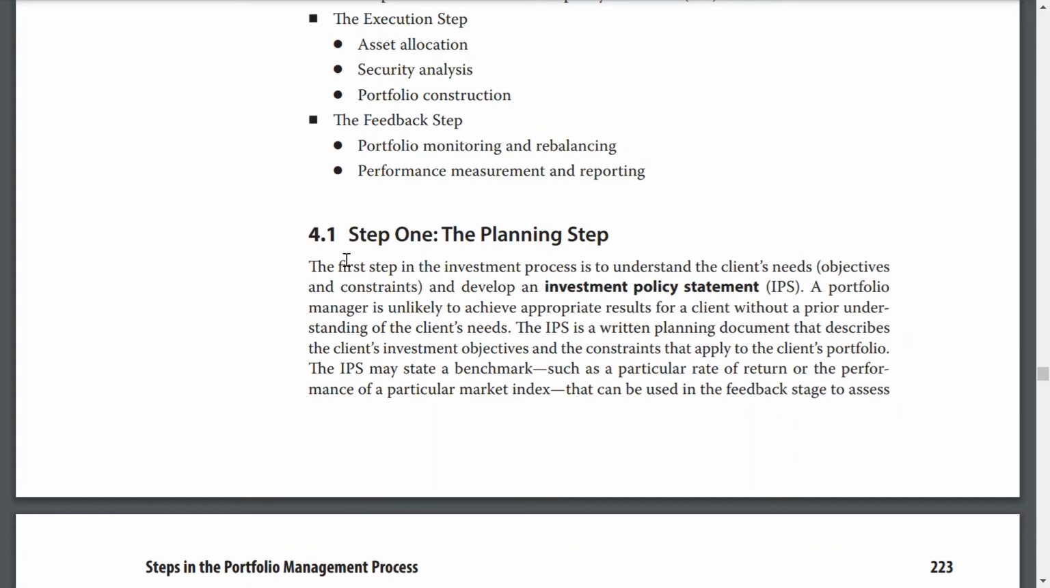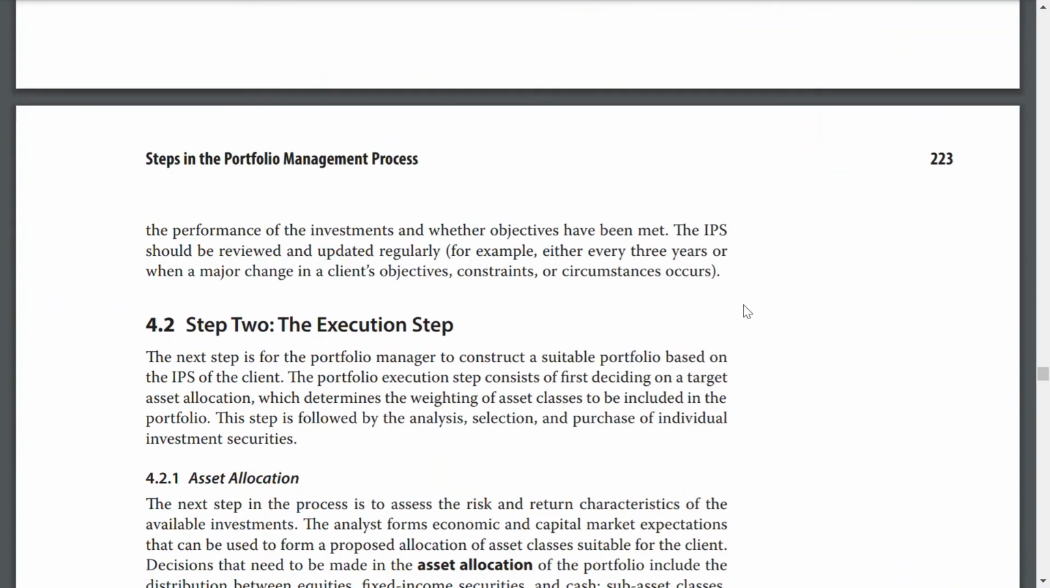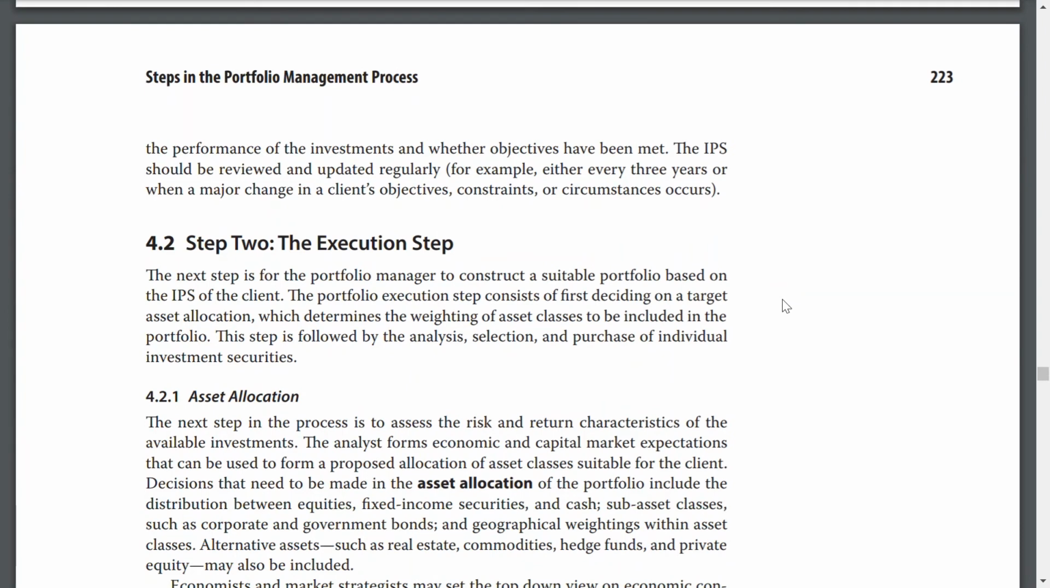The IPS may state a benchmark, such as a particular rate of return or the performance of a particular market index, that can be used in the feedback stage to assess the performance of the investments and whether objectives have been met. The IPS should be reviewed and updated regularly.